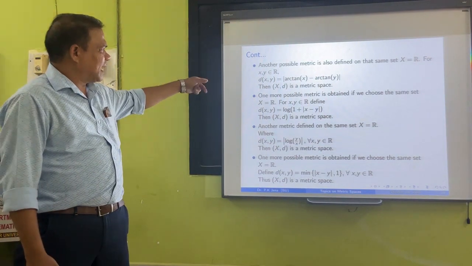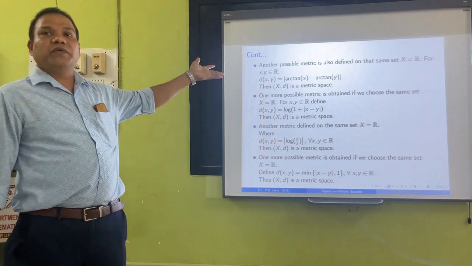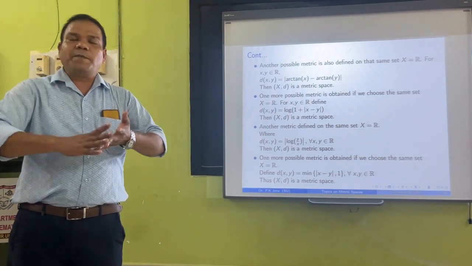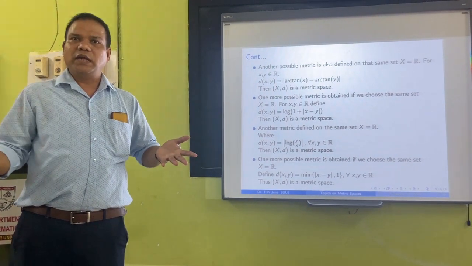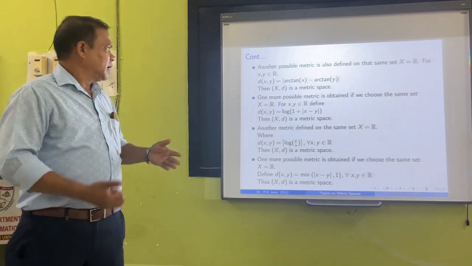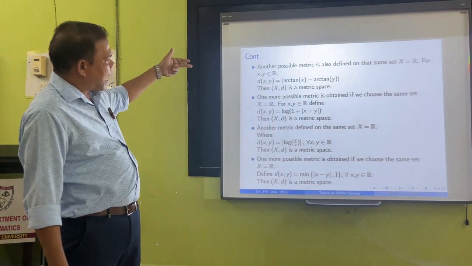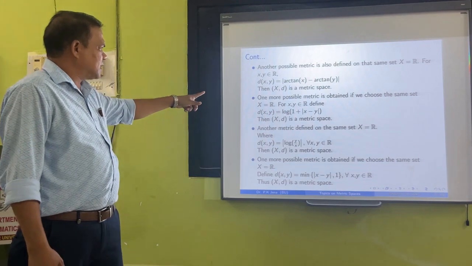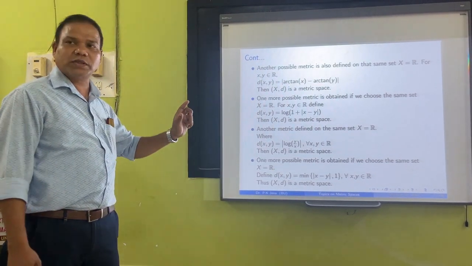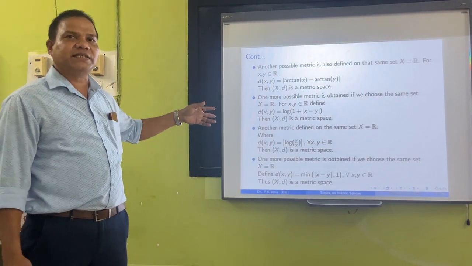d(x,y) equals the modulus of tan inverse x minus tan inverse y. It is also a metric on R. You can easily verify whether it is greater than or equal to 0, and whether it is 0 if and only if x equals y. A little bit of work is required. Coming to the next example, also on the same R, d(x,y) is the logarithm of 1 plus the modulus of x minus y. R equipped with the metric d is known as a metric space.